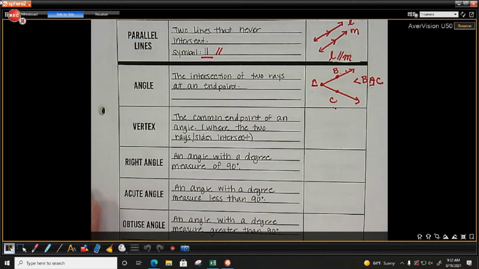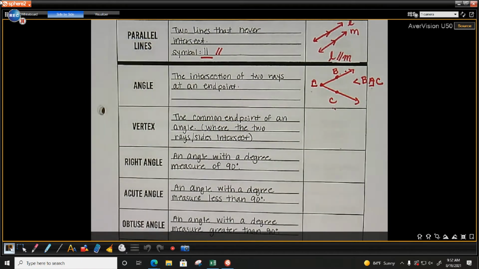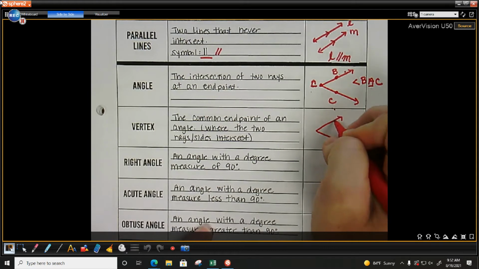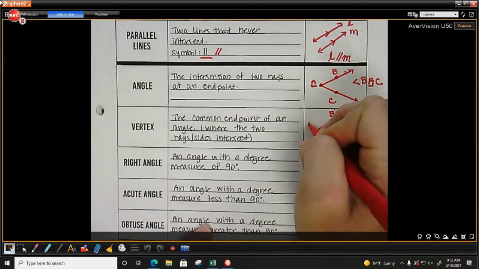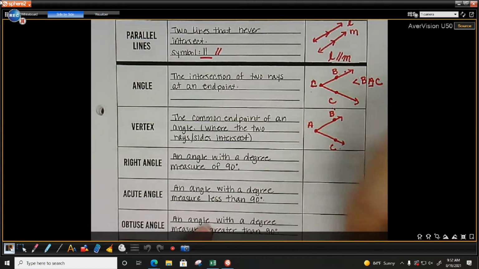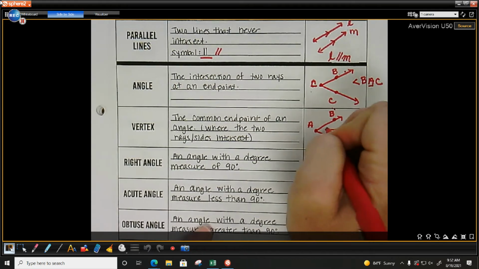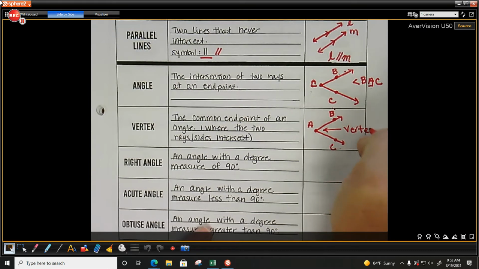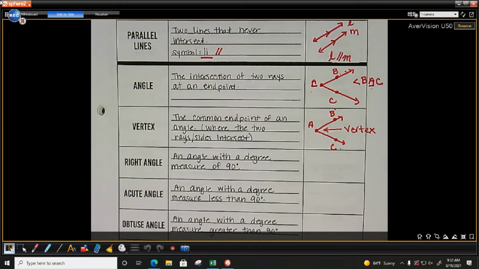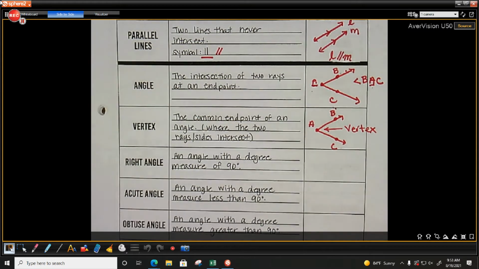Okay, what is a vertex? A vertex is the common endpoint of an angle. So again, if I have this angle BAC, A is the vertex. Right there is your vertex. We need to know what a vertex is. It's where 2 rays or 2 line segments meet. Okay? It's the endpoint of an angle.